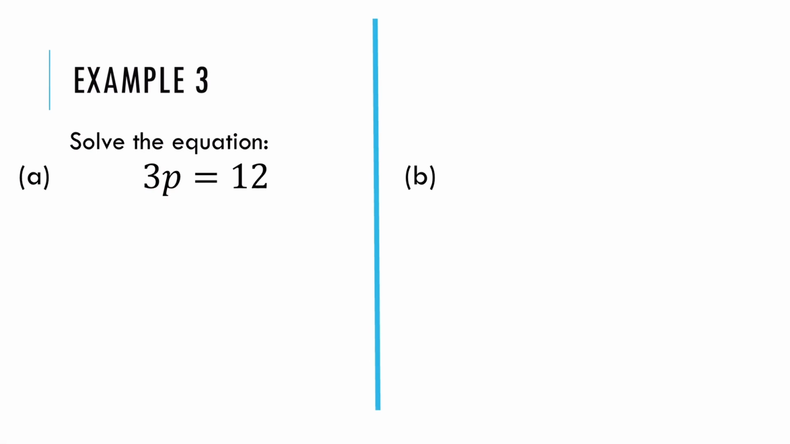Okay, so example 3 is slightly different. Now remember, if we have a number and a letter sat next to each other like so, this actually means 3 is multiplying p. So in order to solve this equation, we would like p by itself. The issue is there is a 3 multiplying p. How do we approach this? So, in order to get rid of that 3, we're going to do the opposite of multiplying by 3, which would be dividing by 3. However, if we do that to one side of the equation, we need to do it to the other side of the equation. 3p divided by 3 just leaves me with p equals 12 divided by 3 is 4.